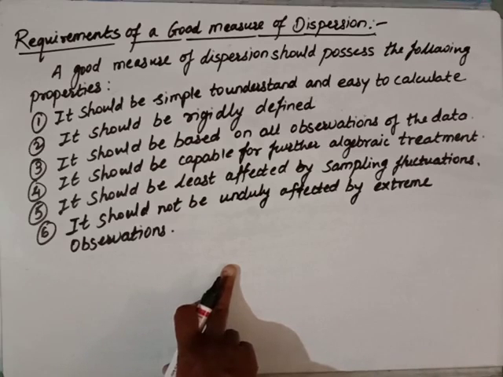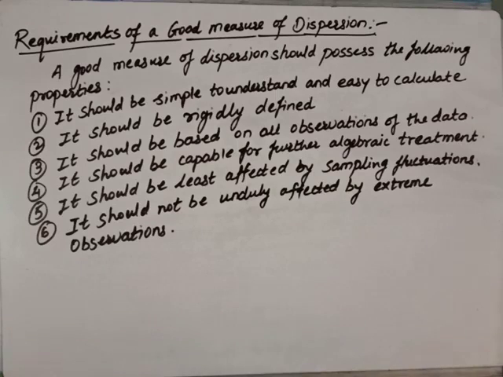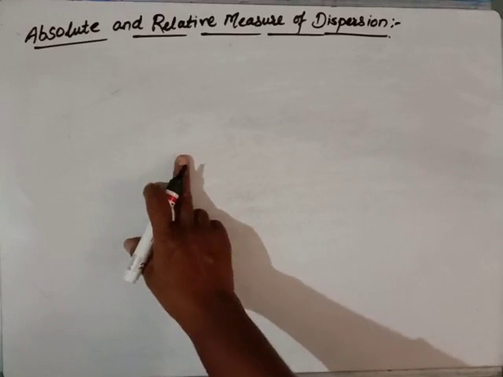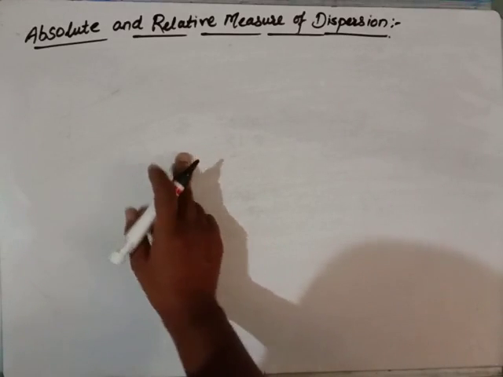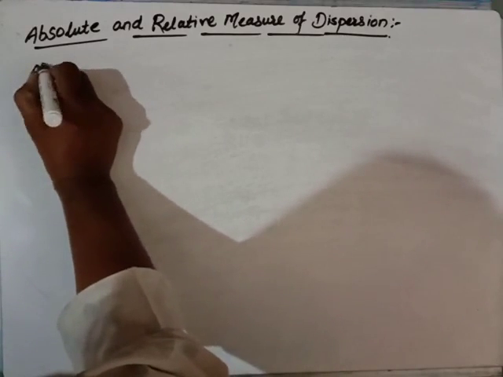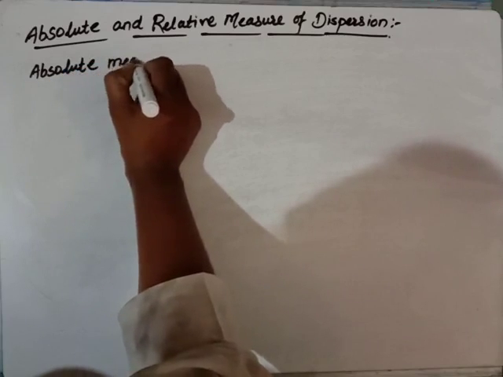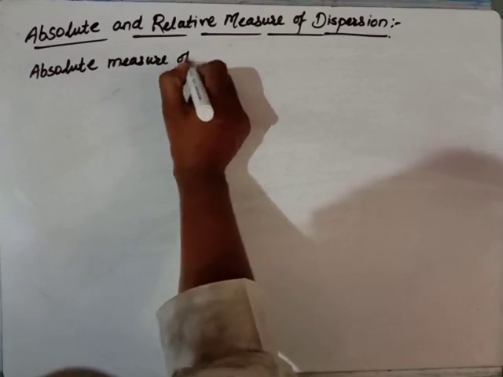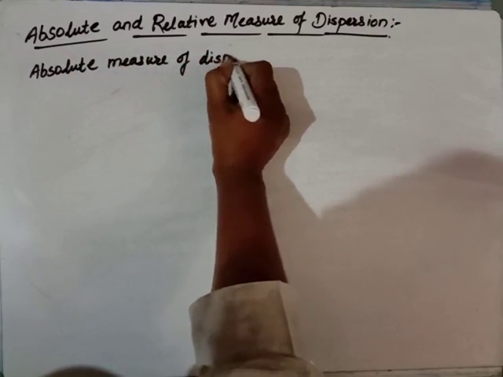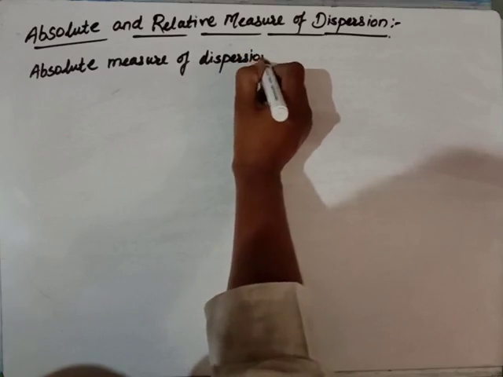Now, there are two different measures of dispersion. Actually, there are many of them, but mainly there are two, that are absolute and relative measures of dispersion. So let us see that one. Let us see first what is the absolute measure of dispersion.